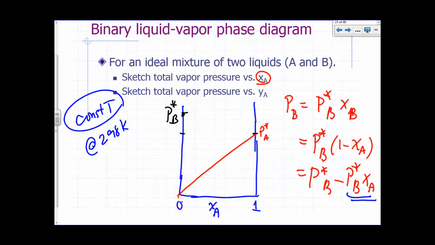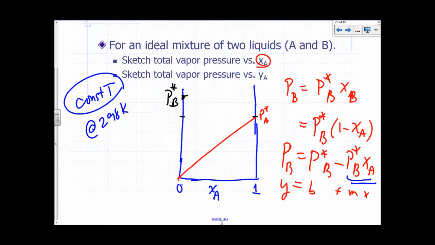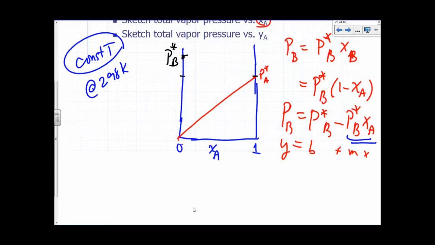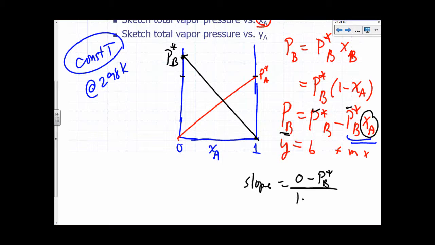So y equals mx plus b, and your slope is negative P star B. You should be able to show easily that the graph is a straight line sloping this way. Note that when x A equals 1, what's your P B? If x A is 1, then you have P star B minus P star B, so P B is equal to 0. It's right here. You can see the slope for this black line would be rise, which is 0 minus P star B, divided by the run, which is 1 minus 0. That's just negative P star B.